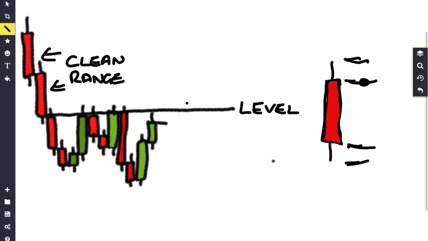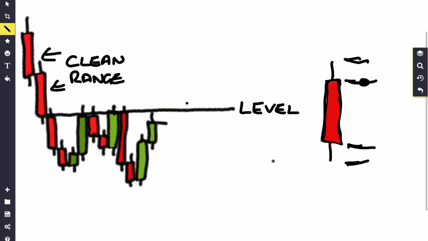Now if we look here to the left hand side, this is my trading model. I trade during a session when there's volume, when we're breaking a level into a clean range. That is my trading model in a nutshell.